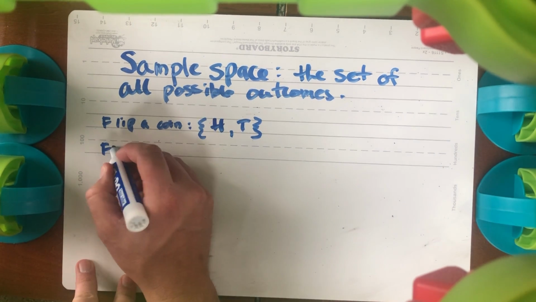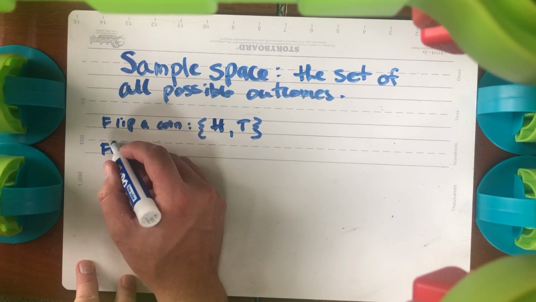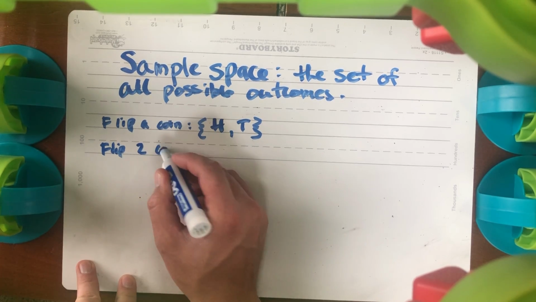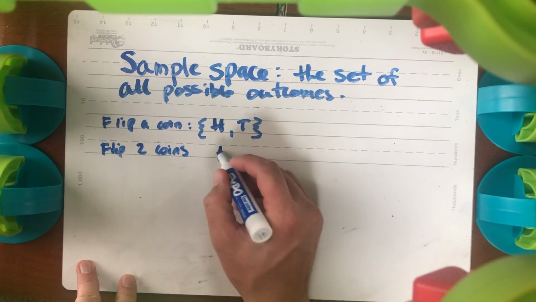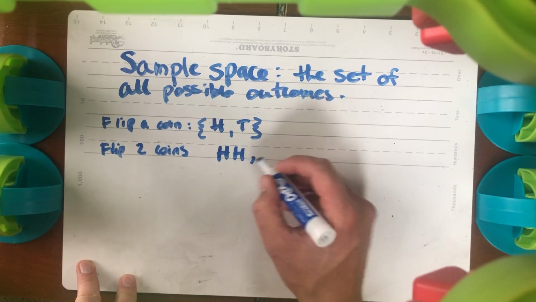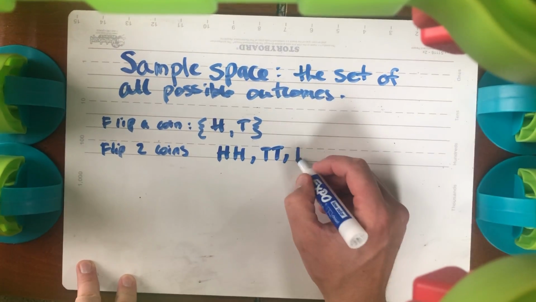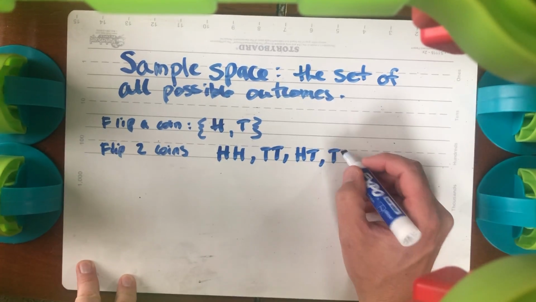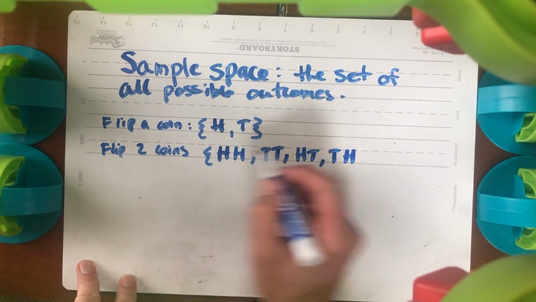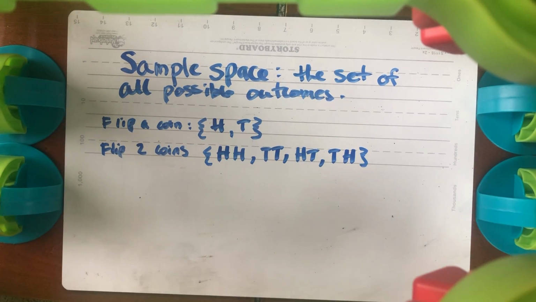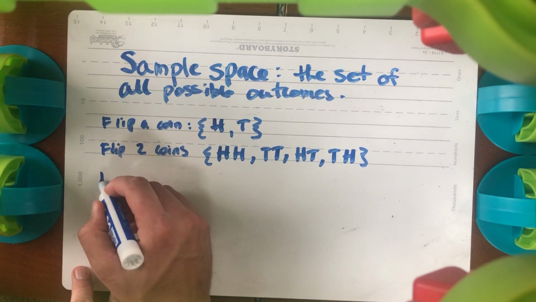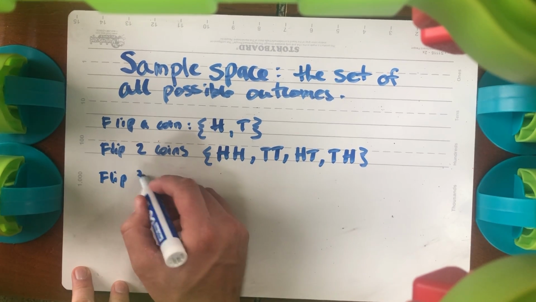But what if we flip two coins? Now things change a little bit. We could get heads, heads. We could get tails, tails. We could get heads, tails, or we could get tails, heads. Now, those four things are the only things that can occur when we flip two coins, and therefore that is our entire sample space. What if we flip three coins?